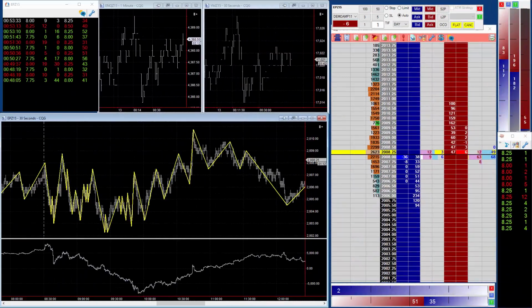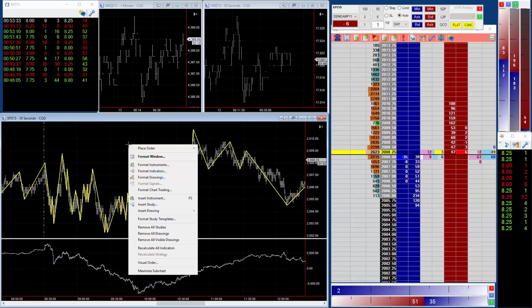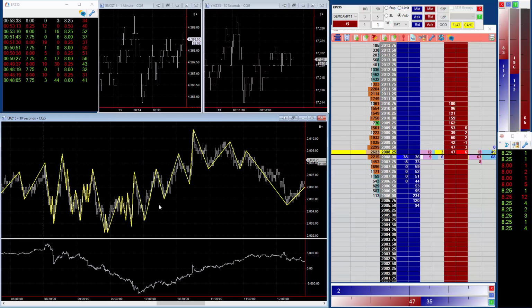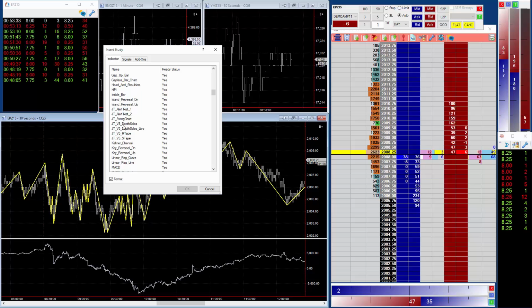To run the Jigsaw Tools from MultiCharts, you simply right-click on the chart, insert study, and scroll down until you see these JT V5 indicators. So the JT V5 depth sales and depth sales live instantiates the depth and sales tool here. The JT V5 R tape instantiates the reconstructed tape here, and the JT V5 S tape instantiates the summary tape here. So let's just choose one of those.